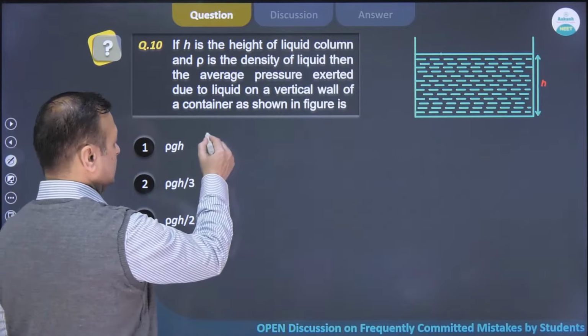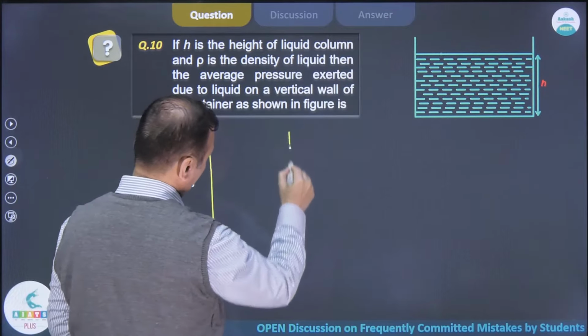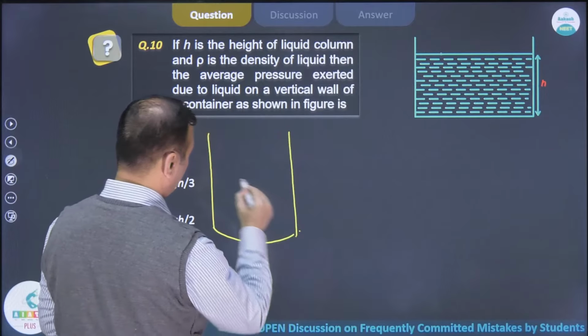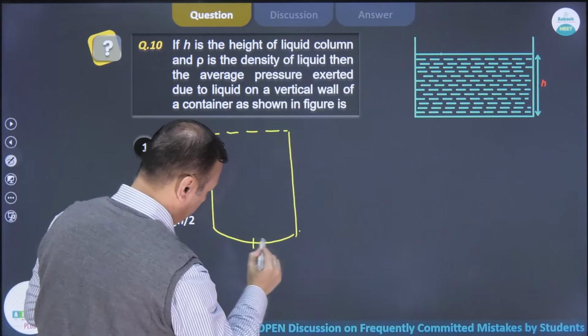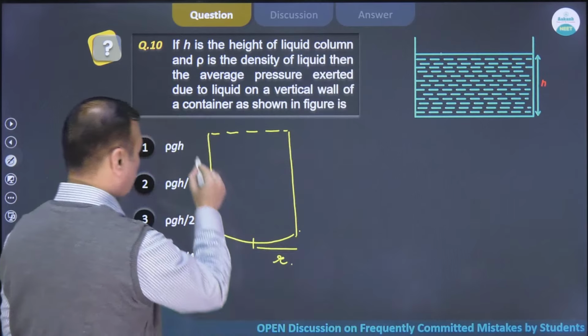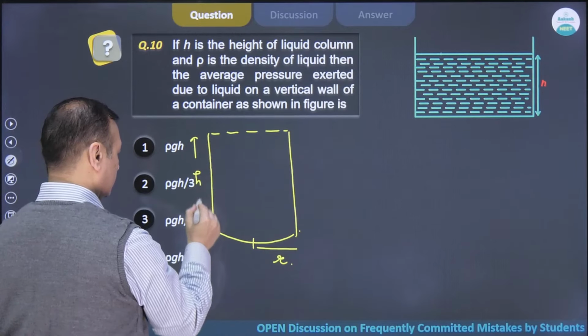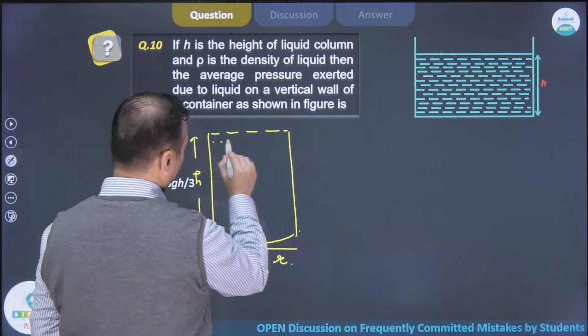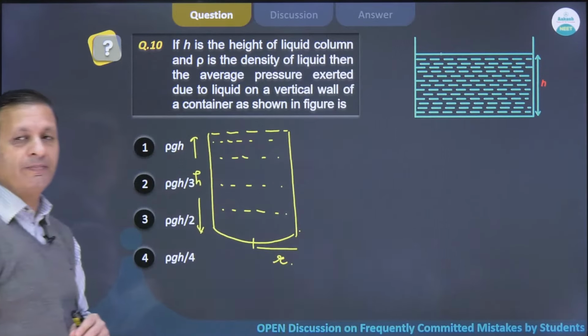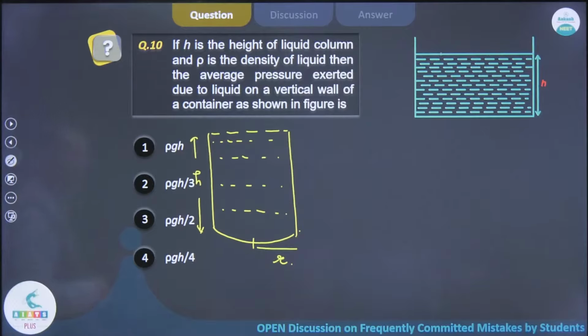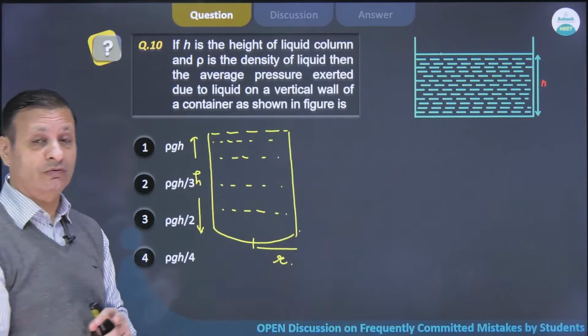So let's suppose we have a cylindrical vessel and its radius is assumed to be r, and this is filled with water up to height h. Now we have to find out the average pressure exerted due to liquid on a vertical wall of a container. Average pressure. Got it? On the walls of the container.